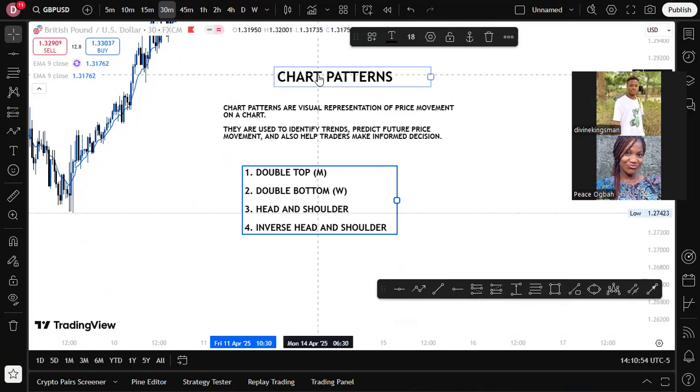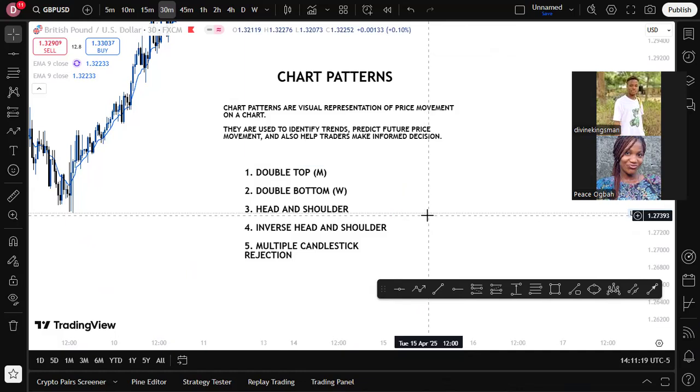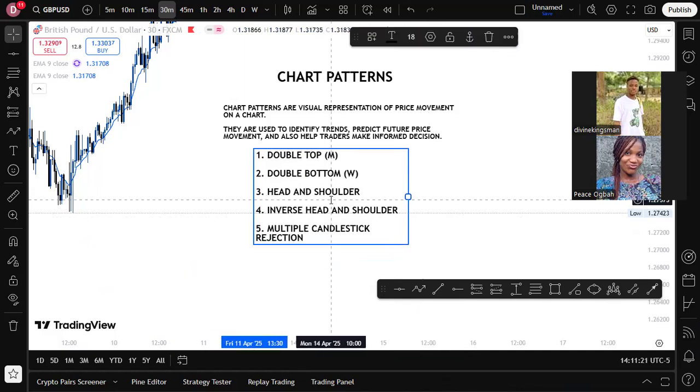Then we can add multiple candlestick rejections, if we're going to really talk about this. So these are the four. We have a lot of them, but these are the four we're talking about.